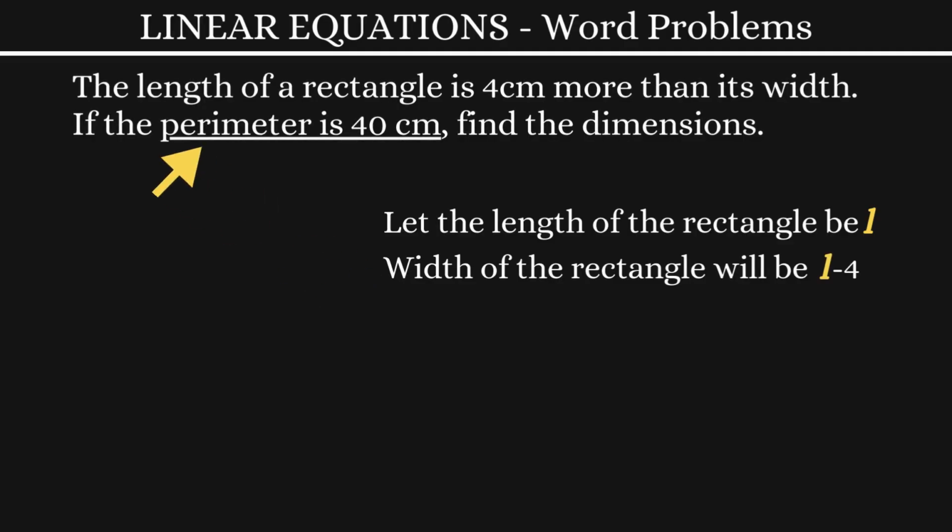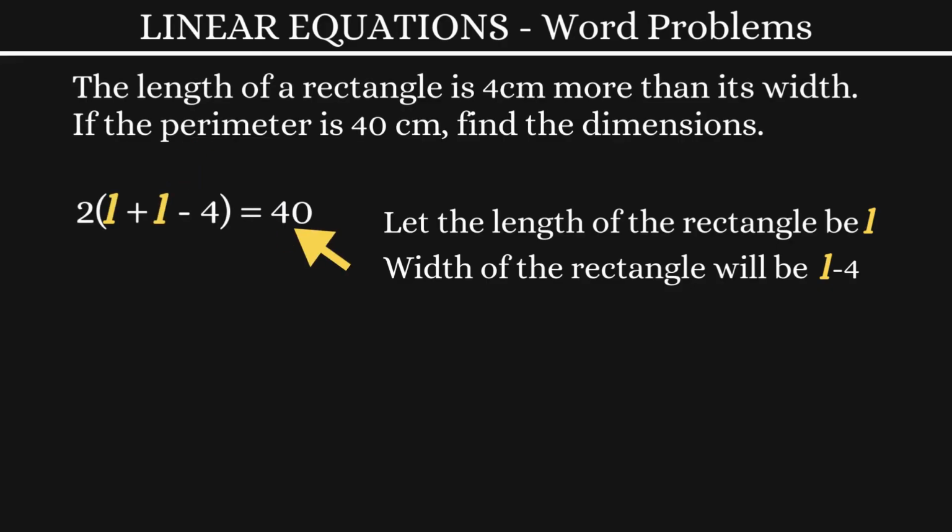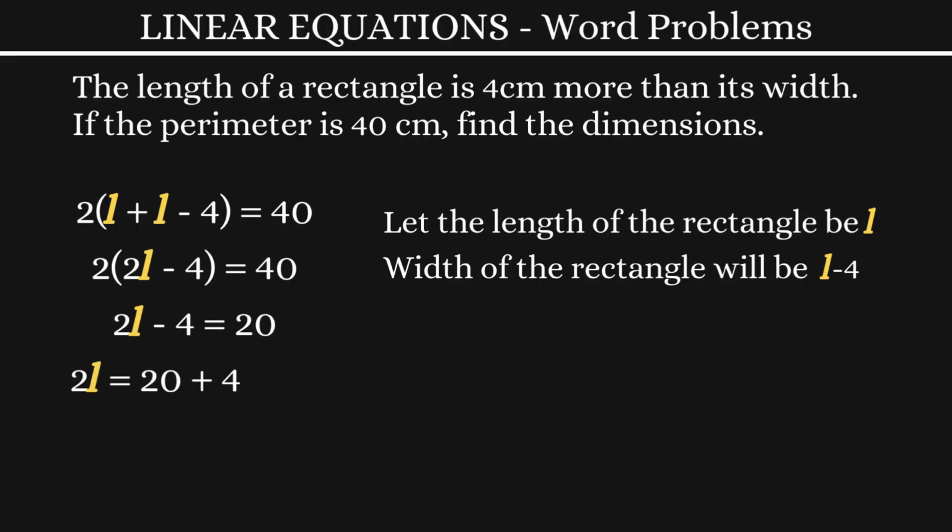We have the perimeter given. Perimeter of a rectangle is twice the sum of length and width. So we have 2 into (L plus L minus 4) is equal to 40. 2 into (2L minus 4) is equal to 40. Dividing both the sides by 2, we have 2L minus 4 is equal to 20. So 2L is equal to 20 plus 4, which is 24. And L becomes 24 by 2, which is 12.